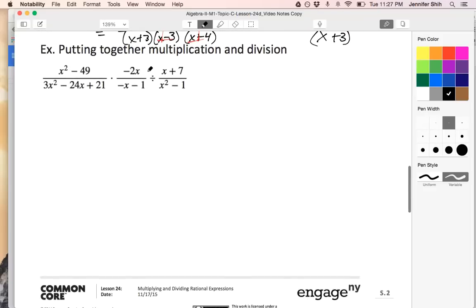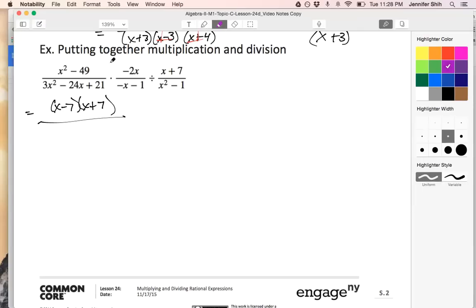Last example, we're going to put multiplication and division together. And the first thing I need to do is factor this before I call out the values that need to be avoided to avoid division by 0. So I'm going to factor this numerator, x minus 7, x plus 7. This denominator here, I'm going to show you my scratch work.